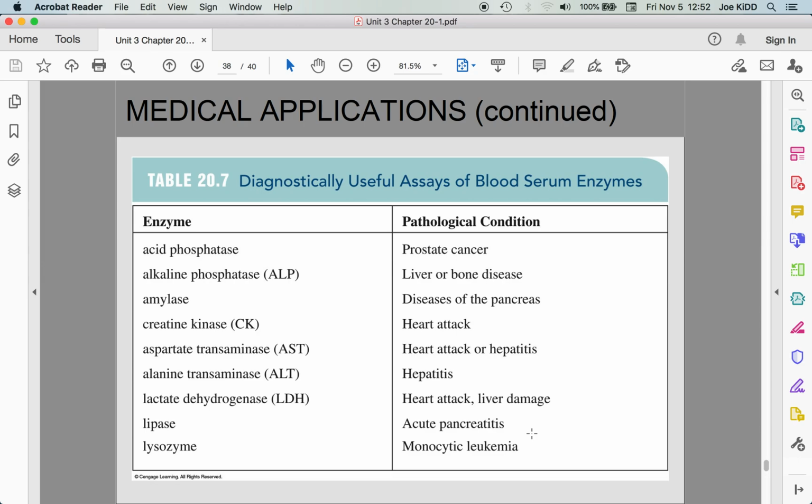These are some of the enzymes that we look for in blood panels when we are concerned about certain ailments: prostate cancer, bone or liver disease, heart attack, hepatitis, and acute pancreatitis. These are all basic blood panels that can be run to figure out if we are having trouble in any of these areas.